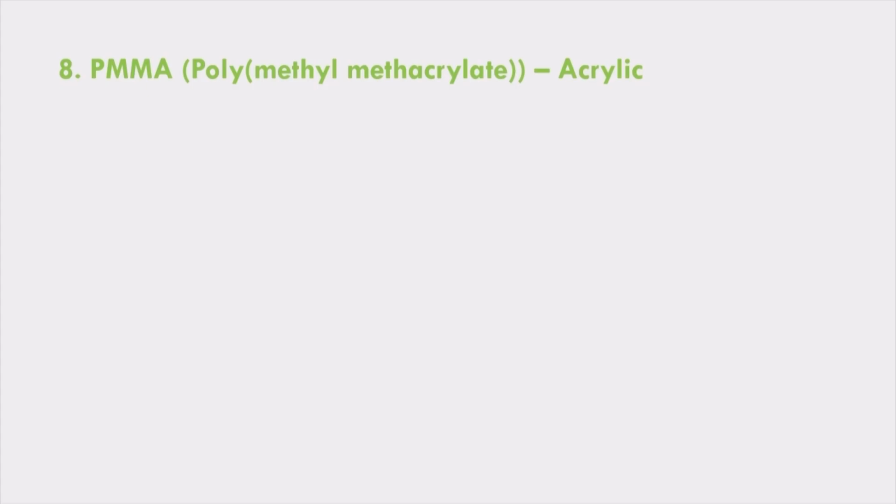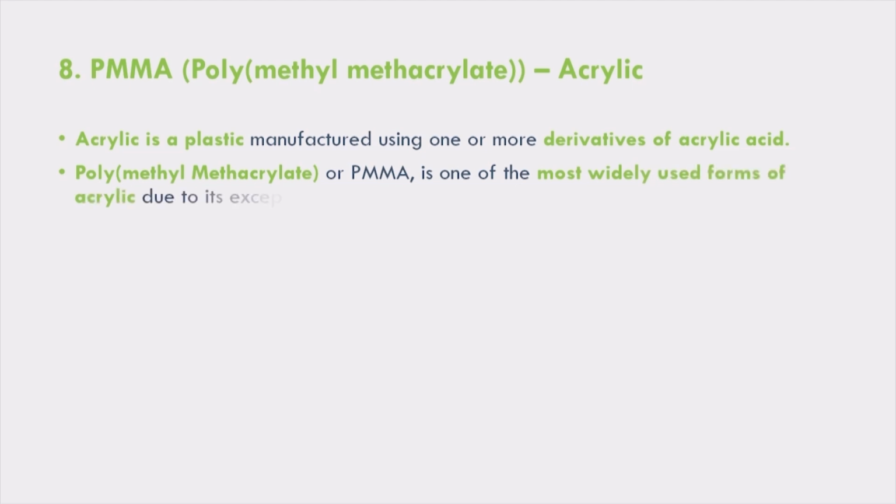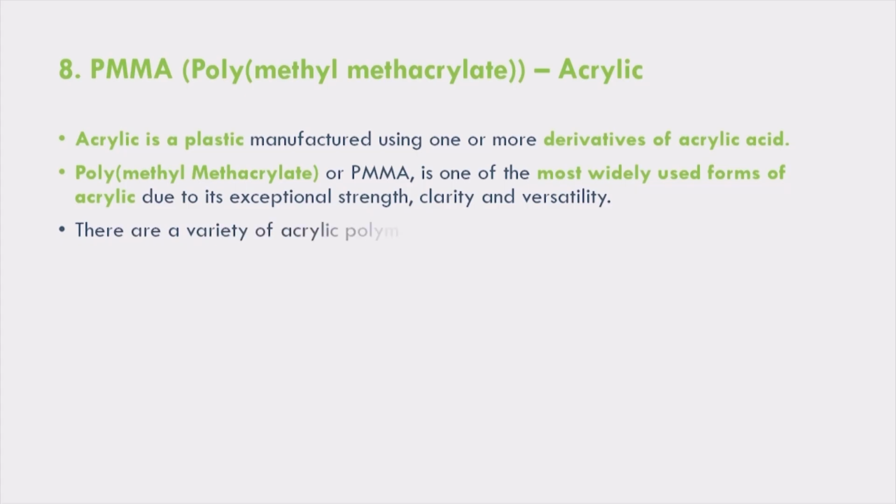PMMA, polymethyl methacrylate, acrylic. Acrylic is a plastic manufactured using one or more derivatives of acrylic acid. Polymethyl methacrylate or PMMA is one of the most widely used forms of acrylic due to its exceptional strength, clarity, and versatility. There are a variety of acrylic polymer grades available for extrusion and injection molding manufacturing processes.